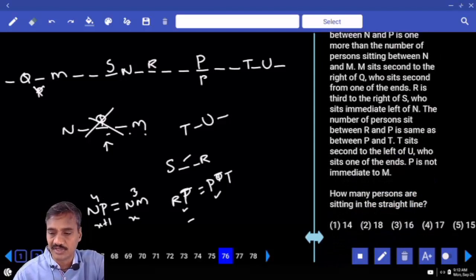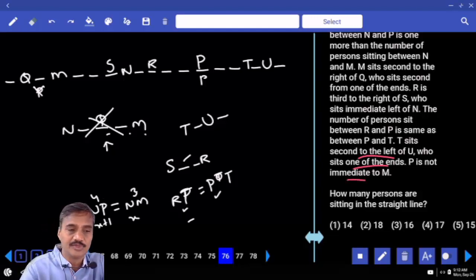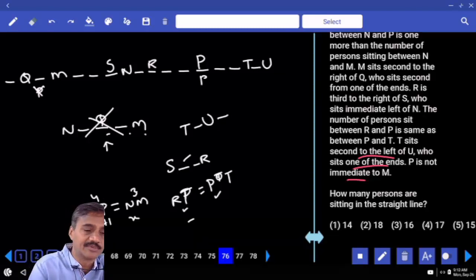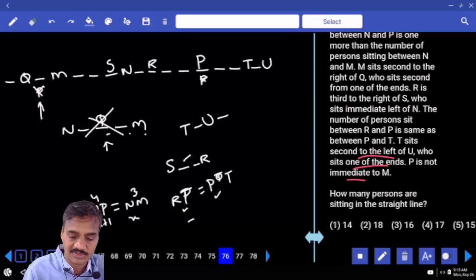And T sits second to the left of U, U who sits at one of the extremes. And U who sits at one of the extremes కాబట్టి U is here. And P is not an immediate neighbor of M. మీకు ఇక్కడ చూడండి P and M are adjacent to each other. Hence P is not an immediate neighbor of M, and so we have taken P at this point.